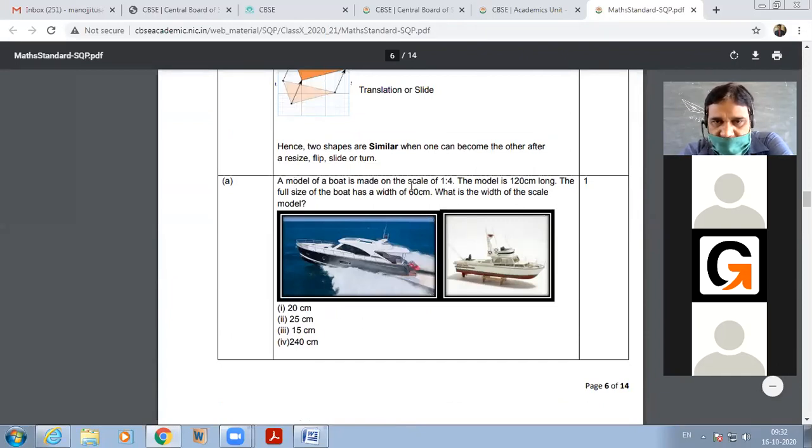A model of a boat is made on the scale of 1:4. The model is 120 centimeters long. The full size of the boat has a width of 60 centimeters. What is the width of the scale model?